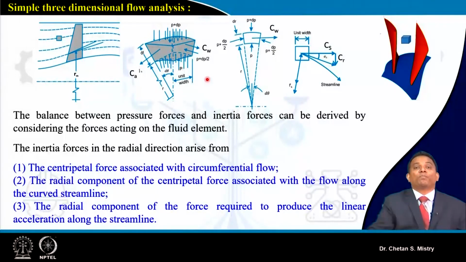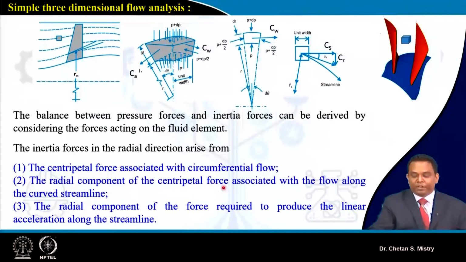Okay. Now what we need to understand is that all the flow happening here is because of the balance of my forces. Here we have two forces acting on this element: one is my pressure force, and second is my inertia force. So where does this inertia force come from? It is the centripetal force associated with the circumferential flow. This is a centripetal force acting because of my circumferential flow.